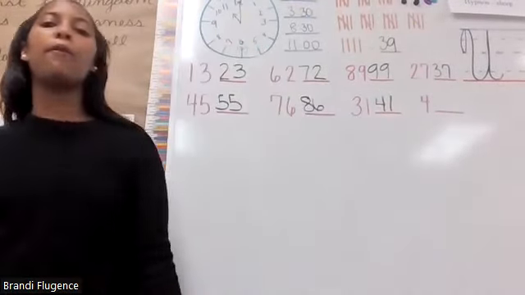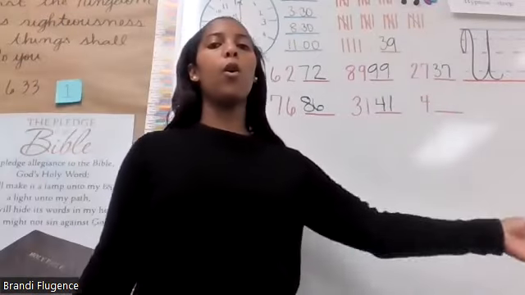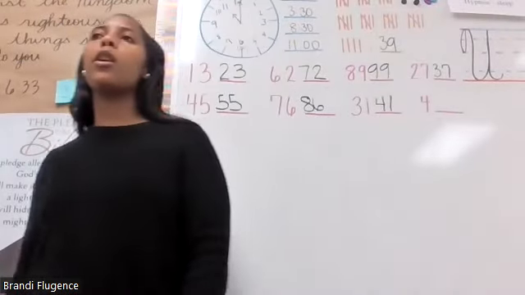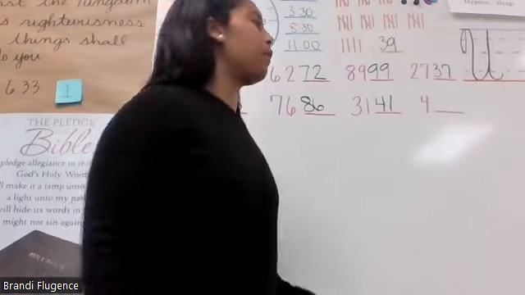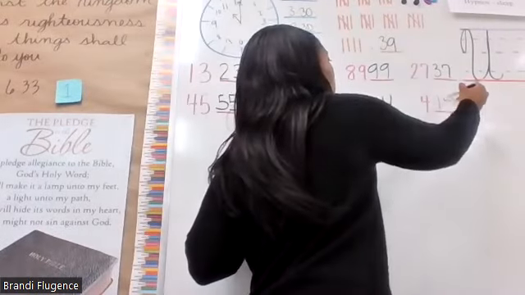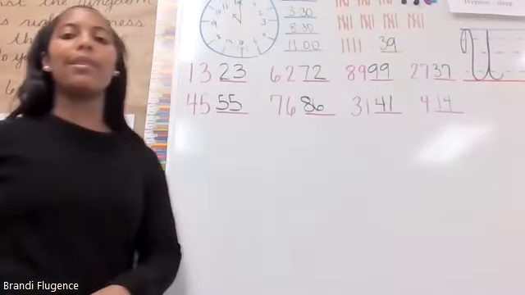And 4. This one's a little harder. What would be 10 more than 4? Cairo? 14. Good. All right. Good job, guys. So that is how we add 10 to a number.